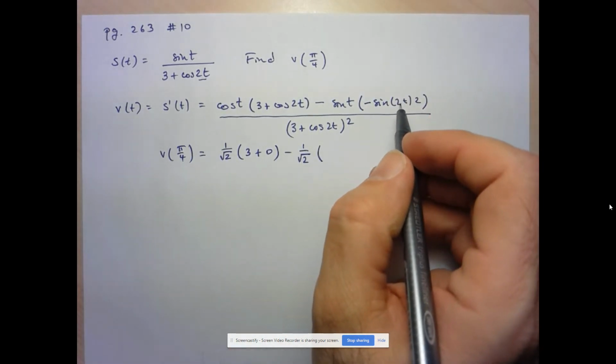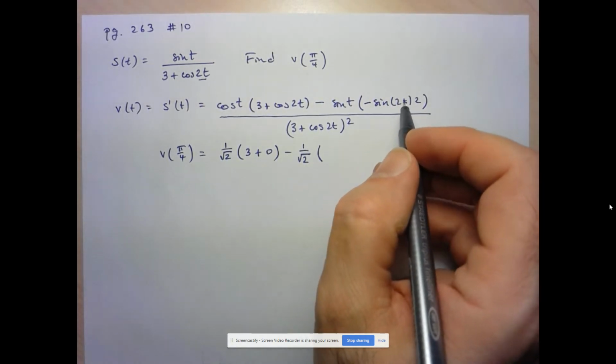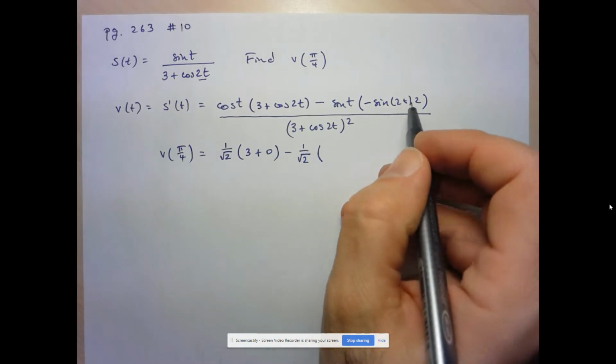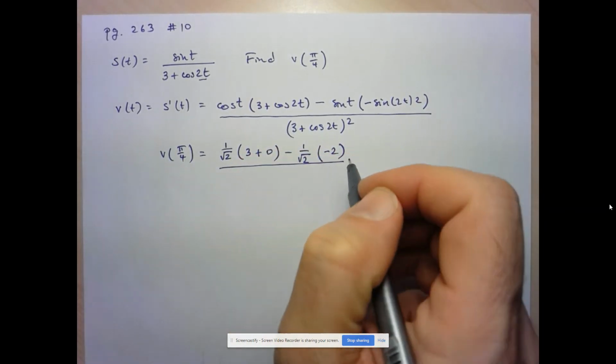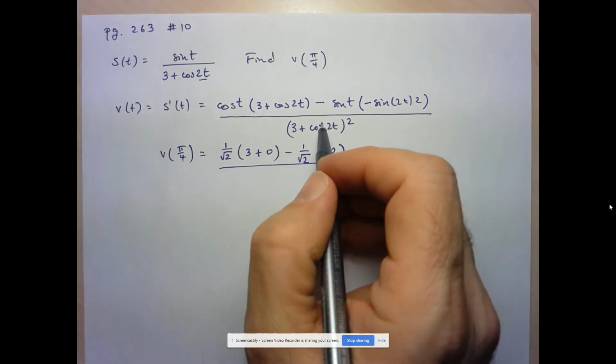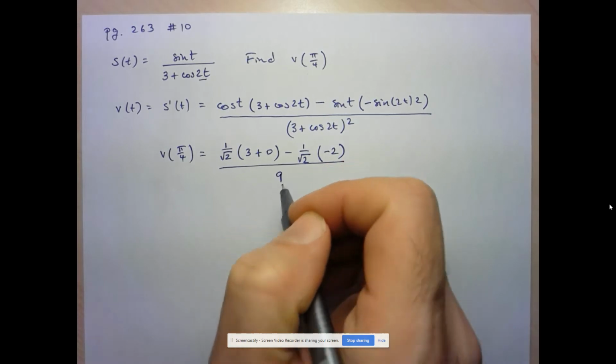sine of 2 times pi over 4. So 2 times pi over 4, again, is pi over 2. Sine of pi over 2 is just 1. So this is just going to be negative 2 in the bracket. So it simplifies pretty nicely. And then here, remember, cos of 2 times pi over 4 was 0. So I just have 3 squared in the denominator. So I just have 9.